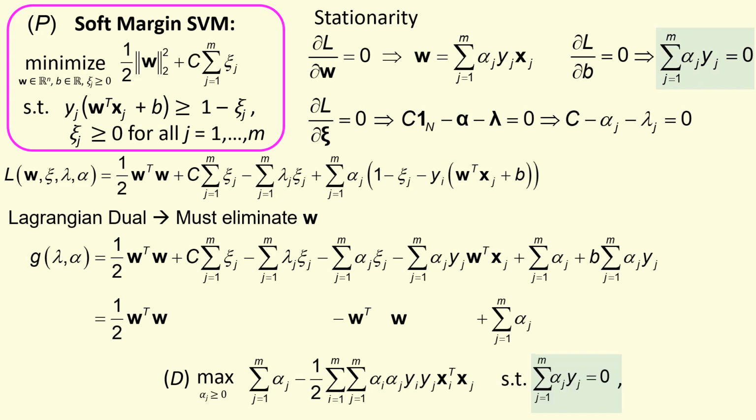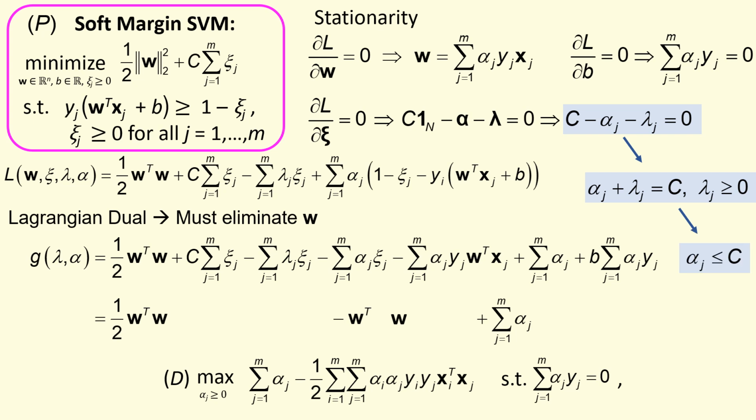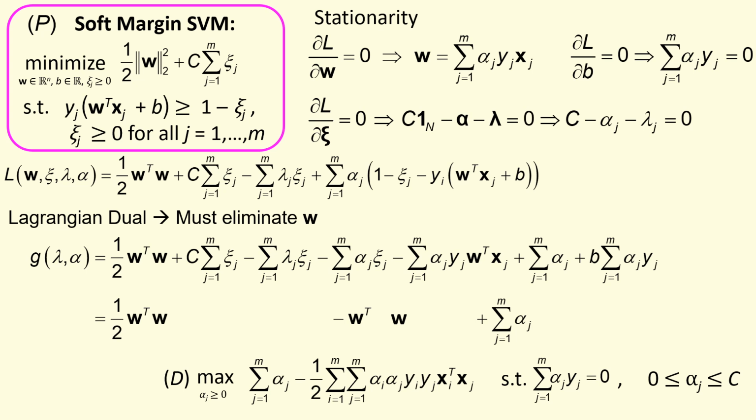But then we also have to use our stationarity for b, and that means we have to require that the sum of the alpha sub j, y sub j's is equal to 0. And we have this condition, we can't leave it out. It's going to say that alpha sub j plus lambda sub j is equal to C, and lambda sub j here is going to have to be greater or equal to 0. That's part of our Lagrangian problem. And that means that the alpha sub j's have to be less than or equal to C. And that gives us our final form.